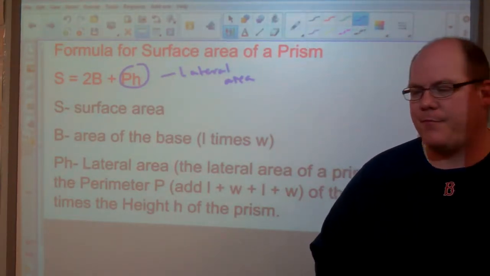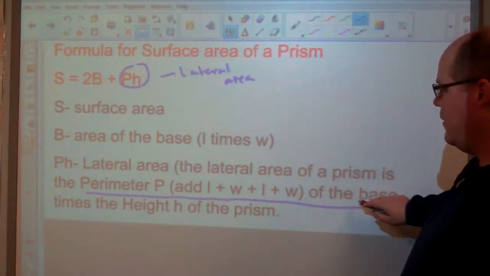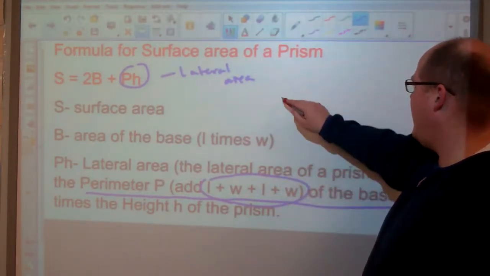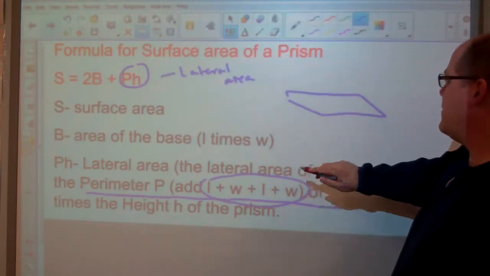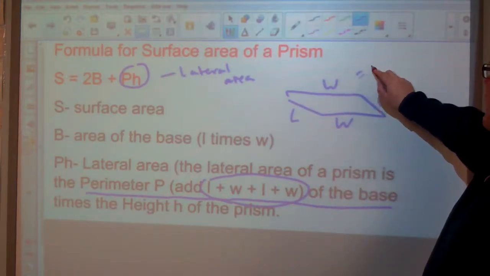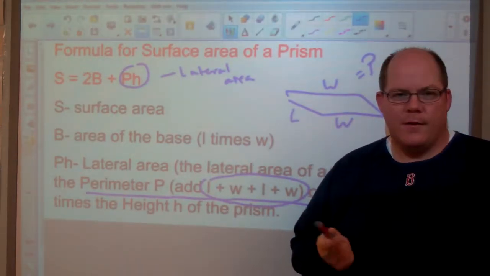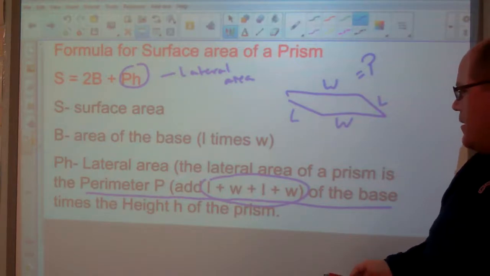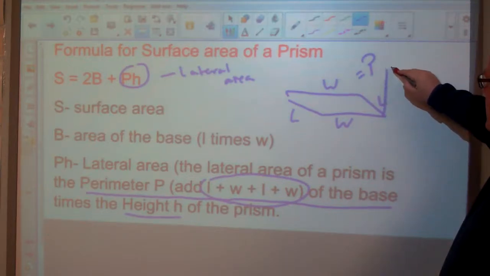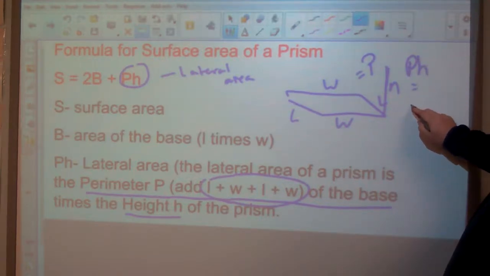There are two components that make up that lateral area. The first one is the perimeter P of the base. To find the perimeter, we take the length and the width and add them together, all four sides. So if that's my base, length, width, I add all four together, and that gives me my perimeter. Different from my base, where I multiplied length times width. And then the other component of the lateral area is the height. So I'm going to find the perimeter and then multiply it times the height, capital P times H, and that is lateral area.